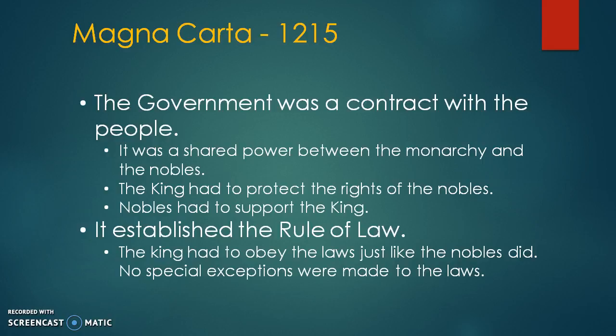It was the government as a contract with the people. It was a shared power between a monarchy and the nobles. The king had to protect the rights of the nobles, and the nobles had to support the king. It also established rule of law, which is where the king had to obey the laws just like the nobles. There were no special exceptions made for the king, and it's a lot like what we see today with our president, where he's not held to a different standard. He's not above the law. He still has to follow the laws like everyone else.